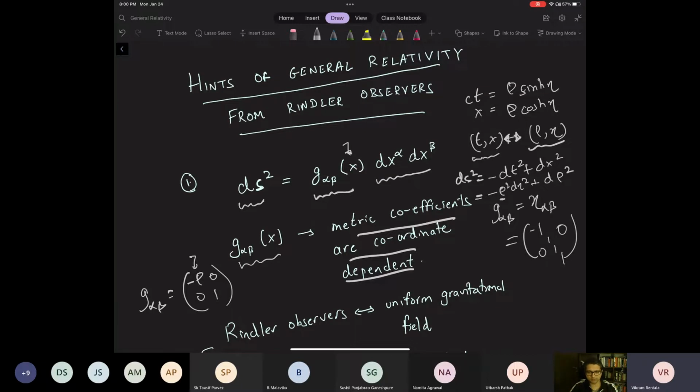That is something we're going to see a lot in general relativity. In fact, in general, the metric coefficients can depend on all the space-time coordinates. They can go on varying. So this is something that we'll see later.